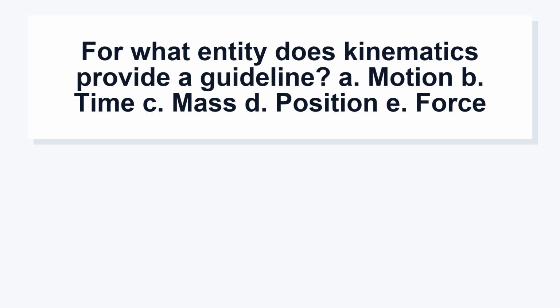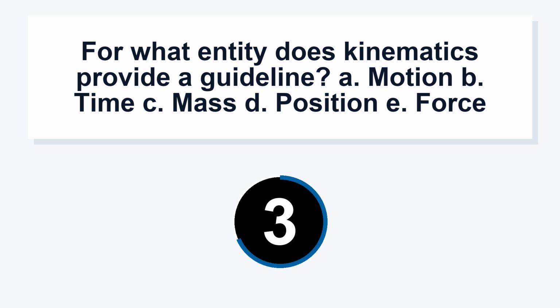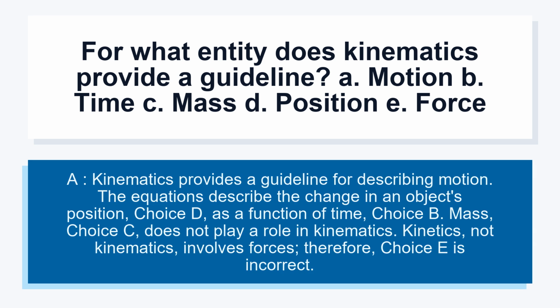For what entity does kinematics provide a guideline? A. Motion. B. Time. C. Mass. D. Position. E. Force. A. Kinematics provides a guideline for describing motion. The equations describe the change in an object's position, choice D, as a function of time, choice B. Mass, choice C, does not play a role in kinematics. Kinetics, not kinematics, involves forces, therefore, choice E is incorrect.